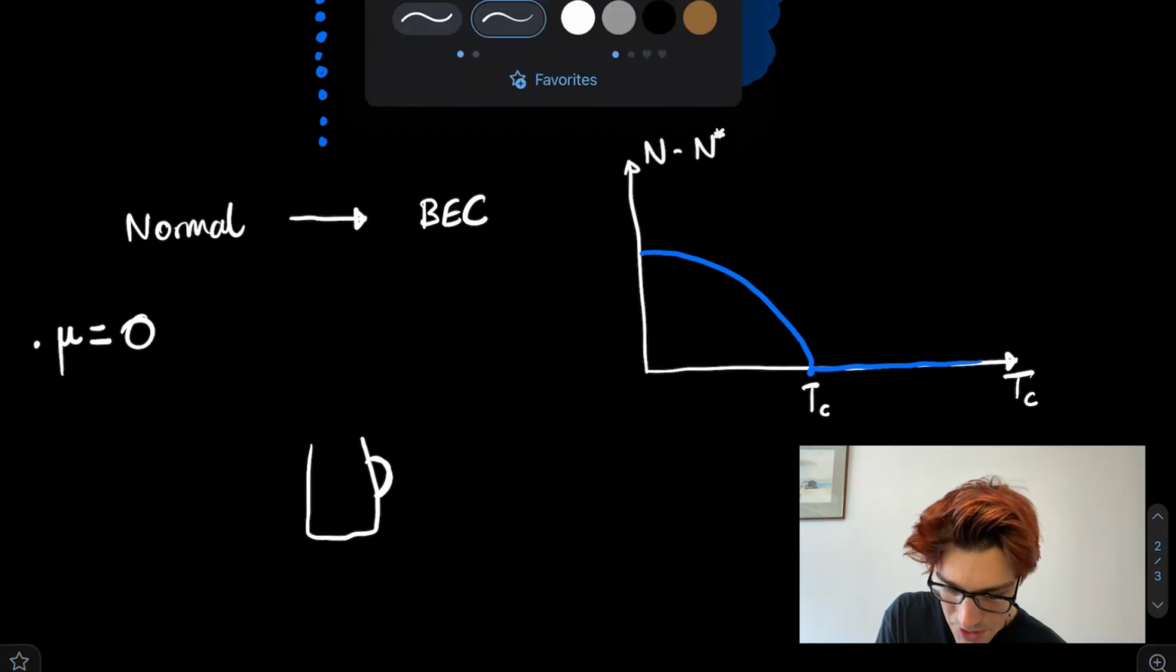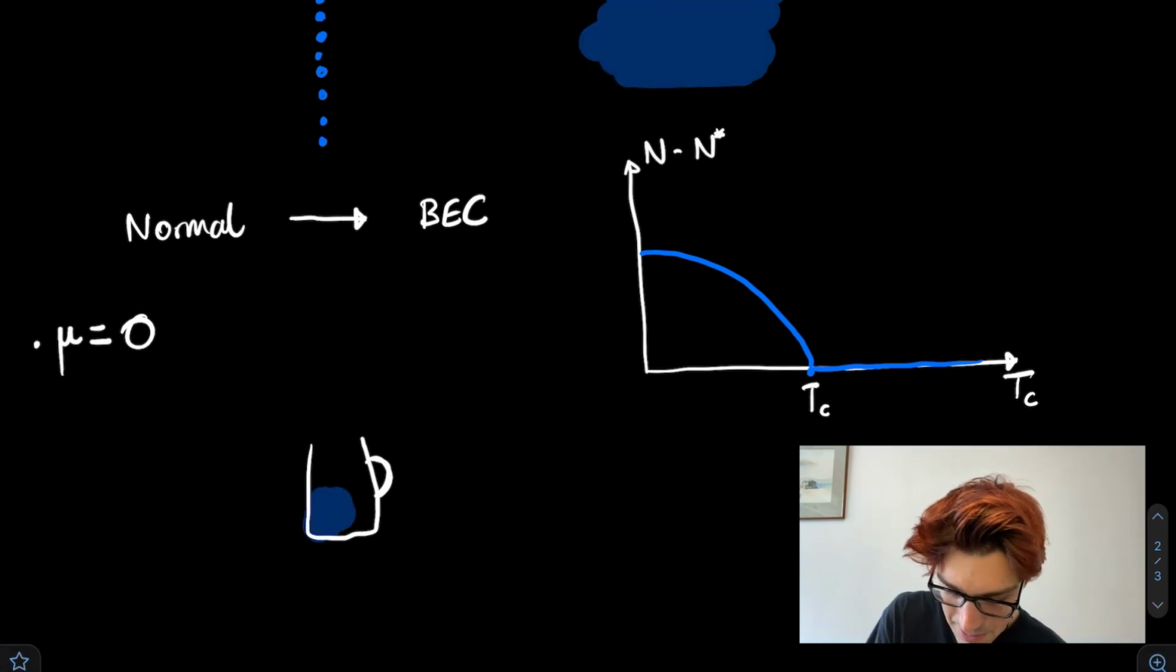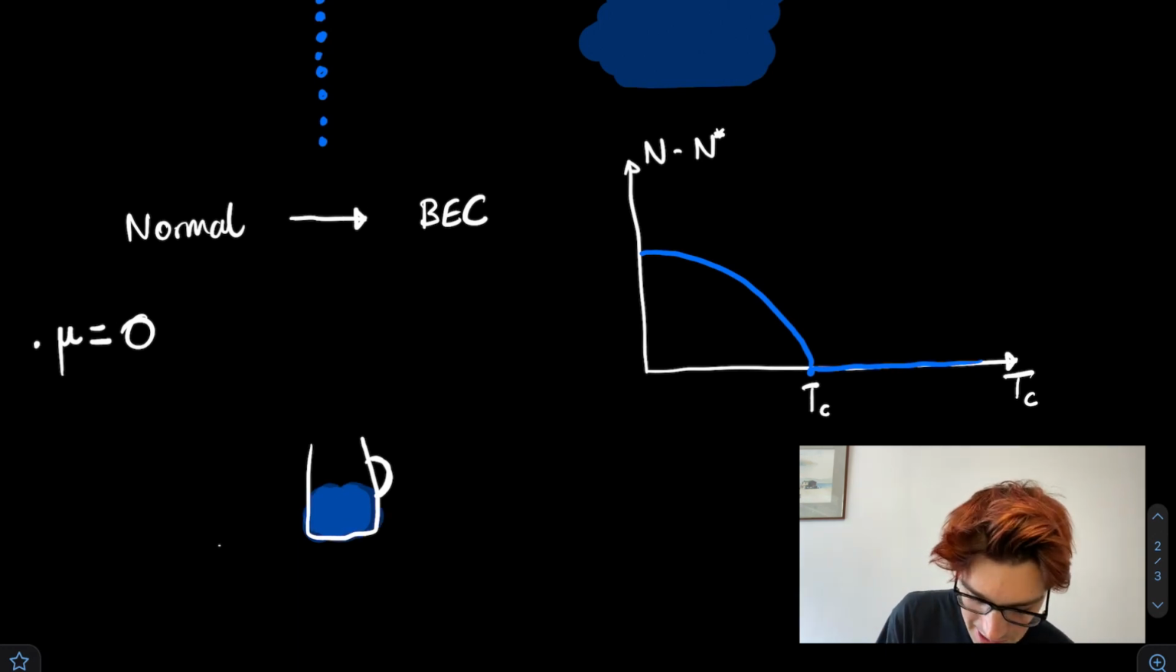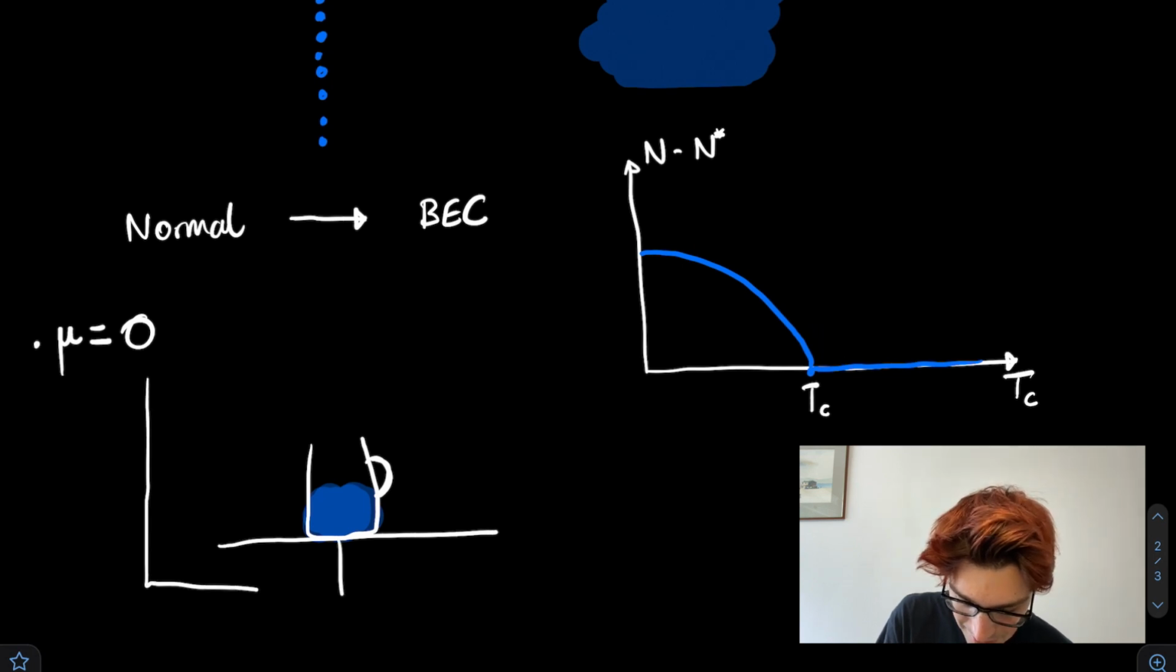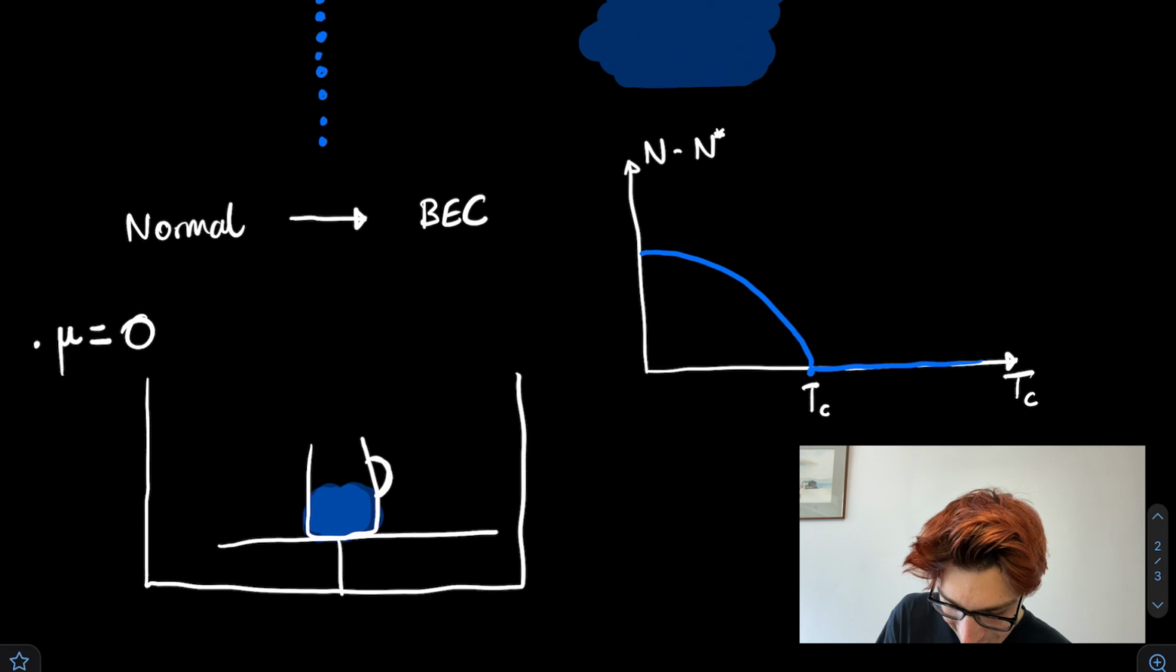And we're gonna fill this jug up with some Bose Einstein condensate. And obviously this jug is kind of sat on a table, and it might be sort of in a room or something right there.